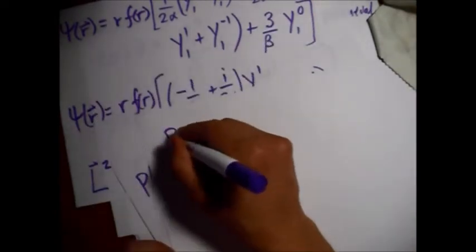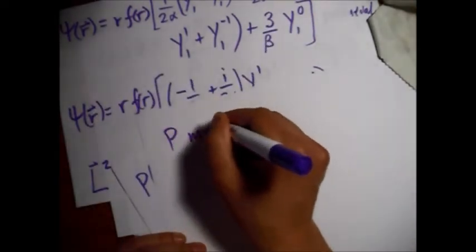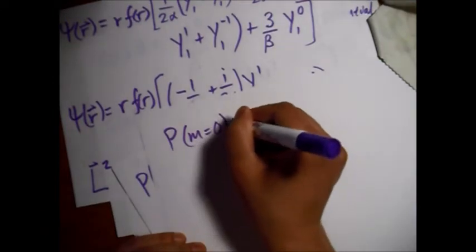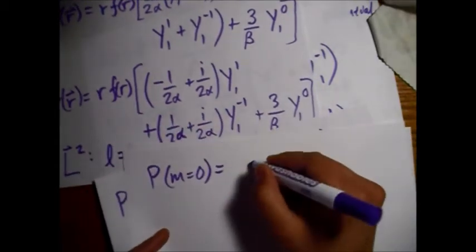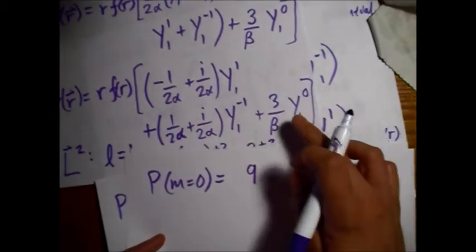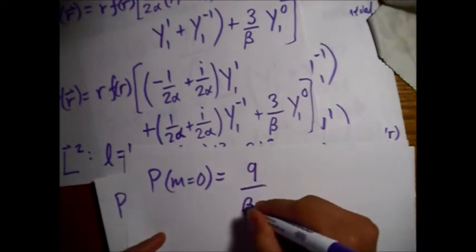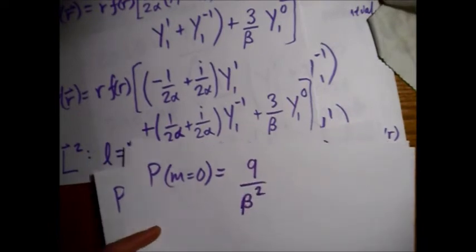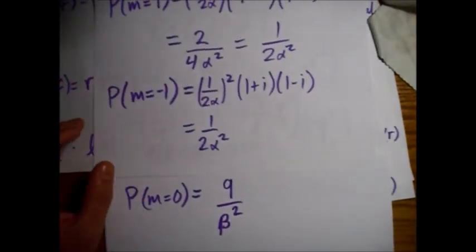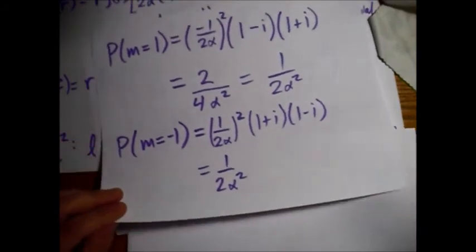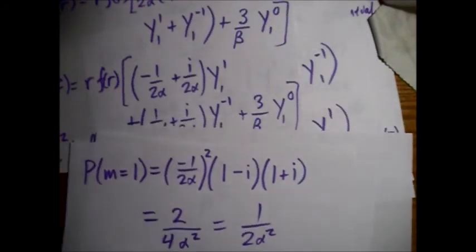So what's the probability of getting an m equals 0? Well, we look at our coefficient here, and we're just going to square this, which is equal to 9 on top and beta squared on the bottom. So here are our 3 probabilities, but we're going to have to normalize them in order to find the relative probabilities, right? They have to sum to 1.